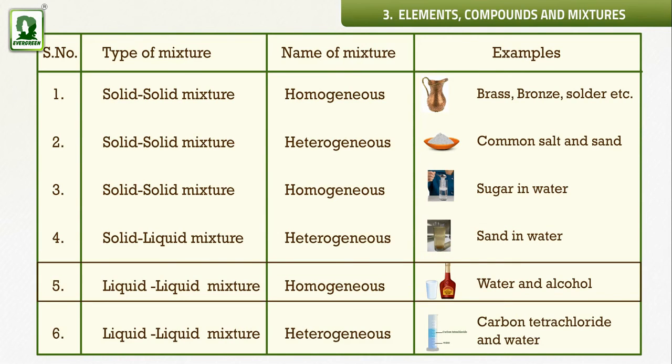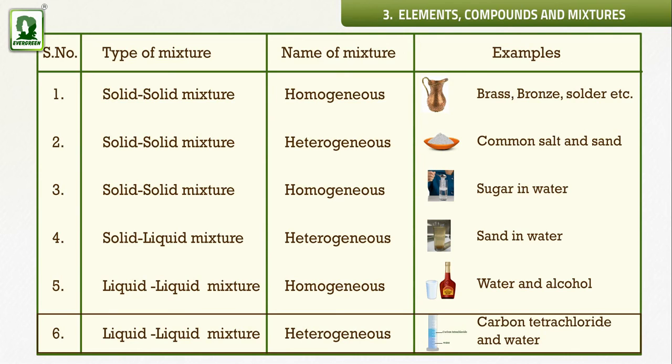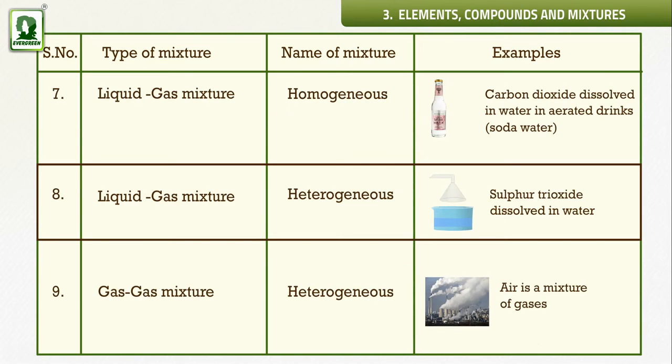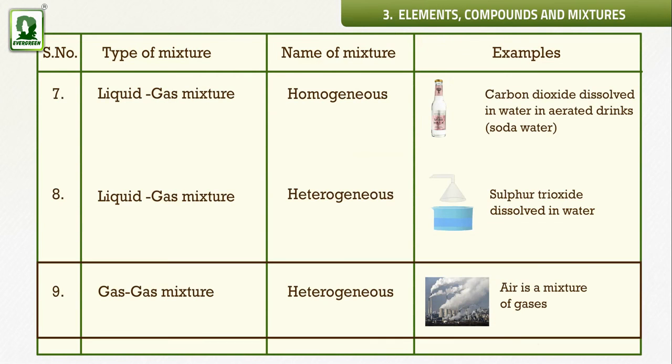An example of a homogeneous liquid-liquid mixture is alcohol in water. An example of a heterogeneous liquid-liquid mixture is carbon tetrachloride and water. An example of a homogeneous liquid-gas mixture is carbon dioxide dissolved in water. An example of a heterogeneous liquid-gas mixture is sulfur trioxide dissolved in water. An example of a heterogeneous gas-gas mixture is air.